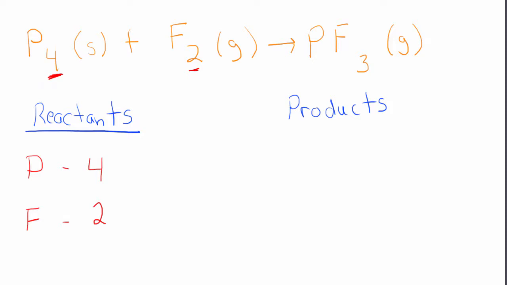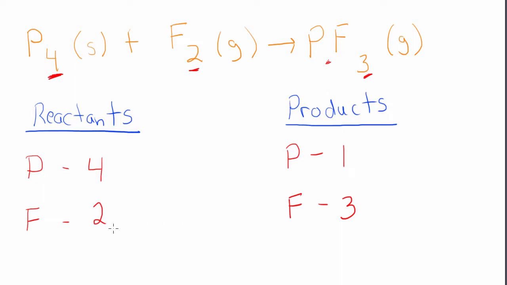Okay, I'm going to list the same elements but under the products. I like to list them in the same order, so the P and then the F, because then it's really easy for me to compare. So right now in the products I have a P, but I've got 1 of them. You can see that here. There's no subscript there. That means that there's 1. And then we have 3 fluorine.